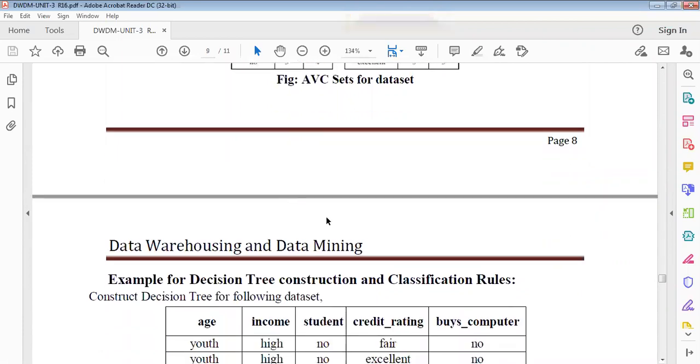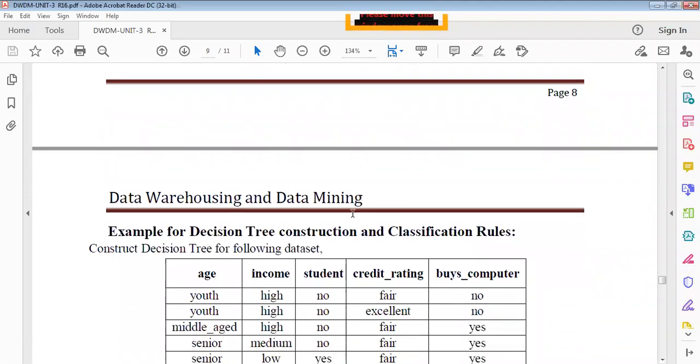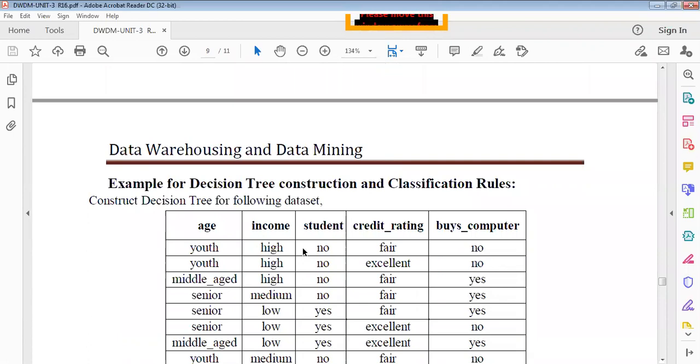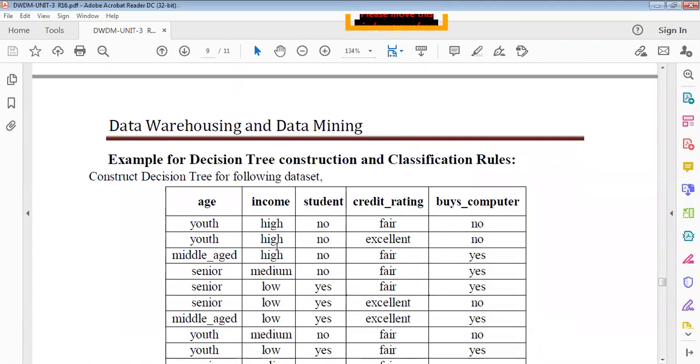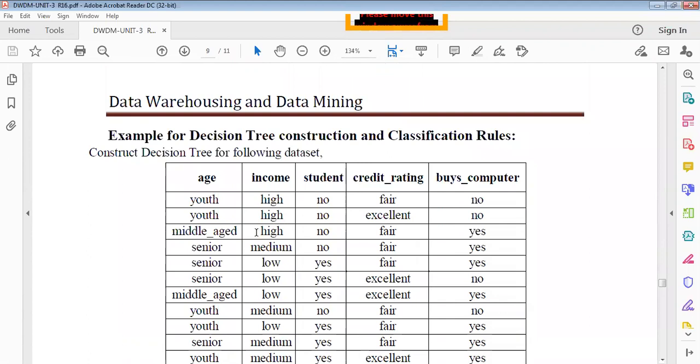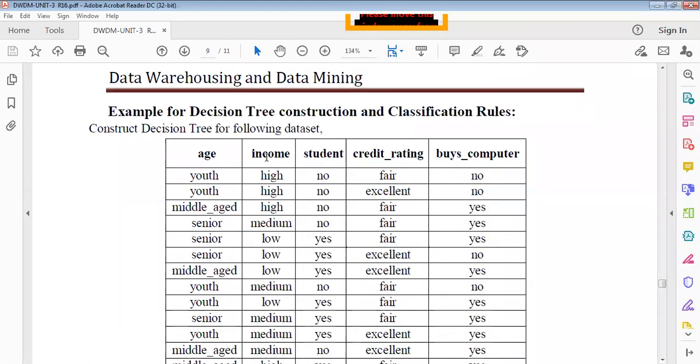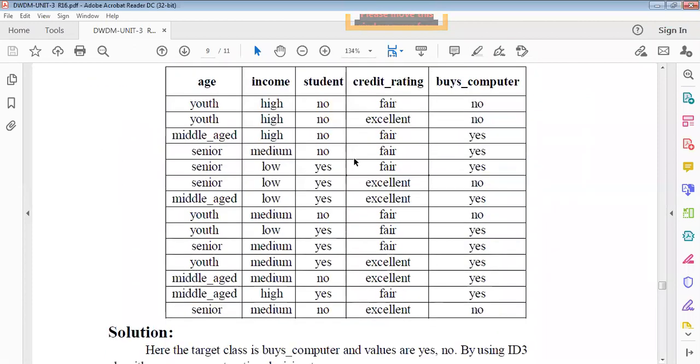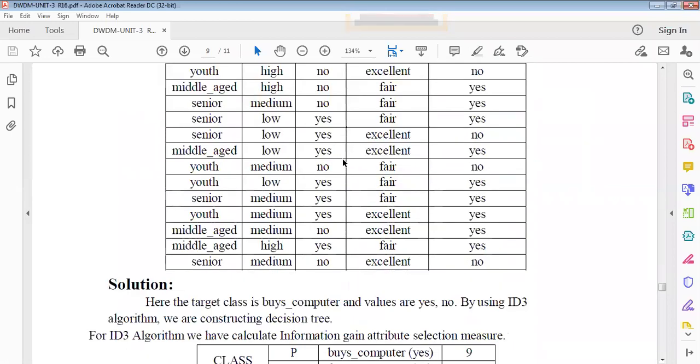This is an example. First, we have to consider the decision tree induction and the classification rules we have to generate for the data set. See here, this is the example: the age of the people, their income, whether they are students, and their credit ratings, and whether they buy the computer or not. We already discussed this example in previous classes.